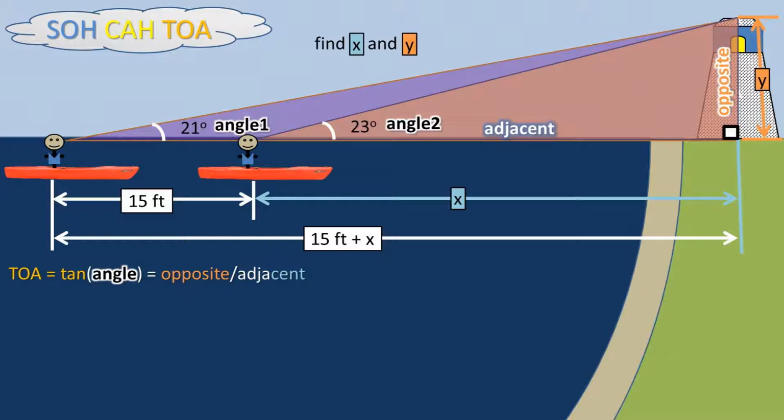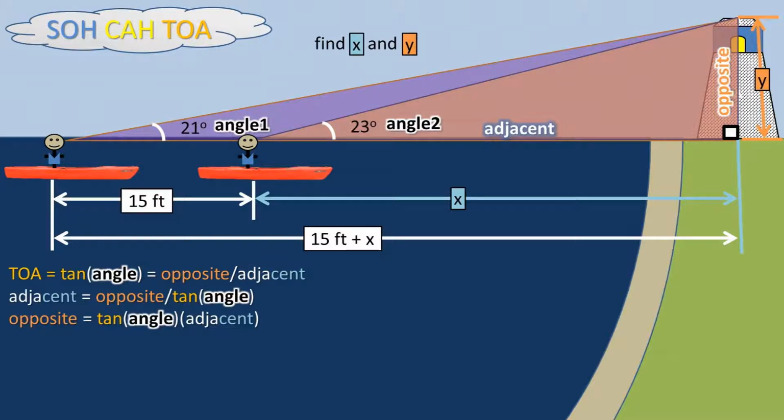This formula is stating that for a given right triangle with a given angle, the ratio of the side length opposite over the side length adjacent will always be the same. Further rearranging this formula, we can solve for any of the givens. I have listed all variations of the formula on this slide.